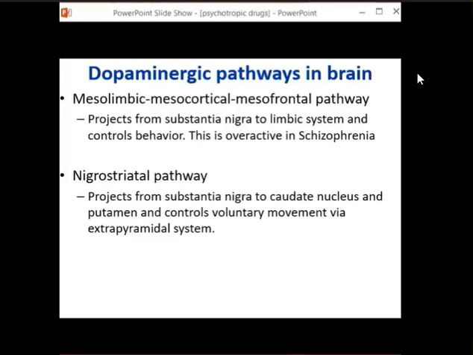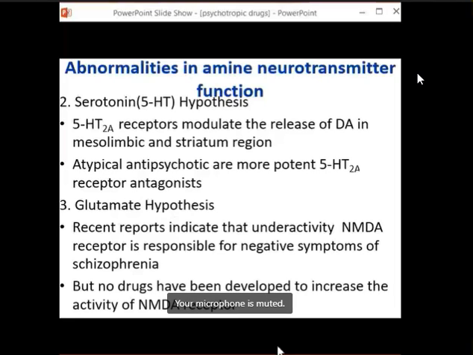Now, the serotonin hypothesis. The serotonin 5-HT2A receptors modulate the release of dopamine in the mesolimbic and striatum region. It was found that atypical antipsychotic drugs are more potent toward the serotonin receptors, and they block these receptors and decrease the dopamine actions. That is how they also have antipsychotic action. So in schizophrenia, the serotonin hypothesis was also postulated.